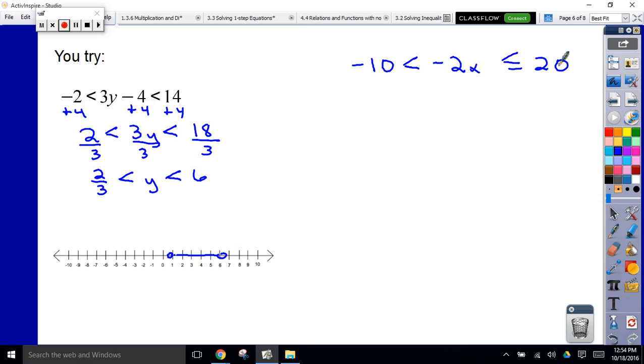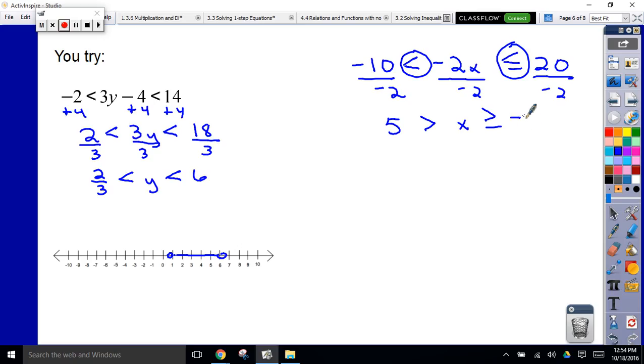Adding or subtracting doesn't work. Multiplying or dividing by just any number doesn't work. It has to be negative. So in this case, we are going to need to divide by a -2. Because we're dividing by a negative number, we are going to need to change our signs. So -10 divided by -2 is +5, and we need to use x greater than or equal to -10.